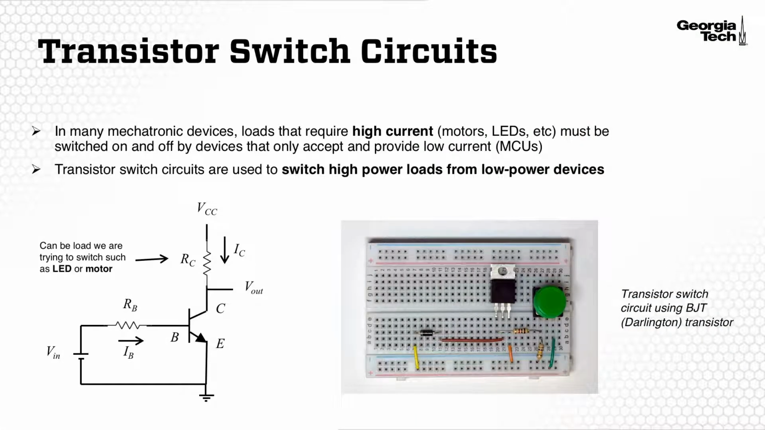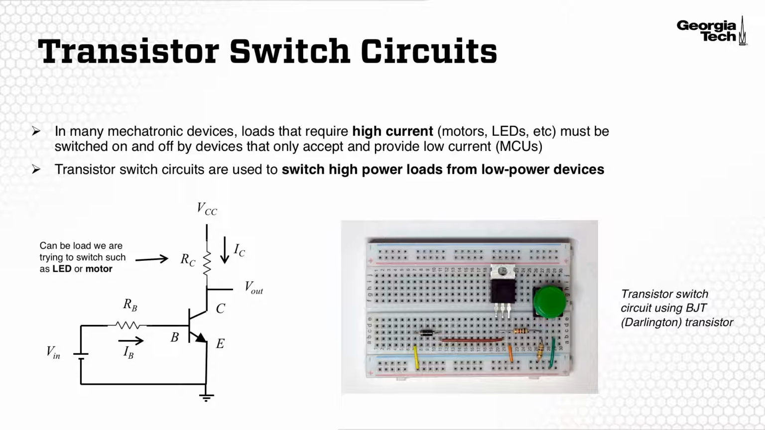In many mechatronic devices, we will be switching loads that require high current. Those loads could, for instance, be motors, LEDs, etc. We'll switch these motors on using logic-level devices such as microcontrollers. And microcontrollers can typically only sink or source very low current. So they're not going to be able to provide high enough currents to drive a motor or turn on an LED. But rather, they'll act as a switching element that will switch on and off a current path between a battery or a voltage source and the motor.